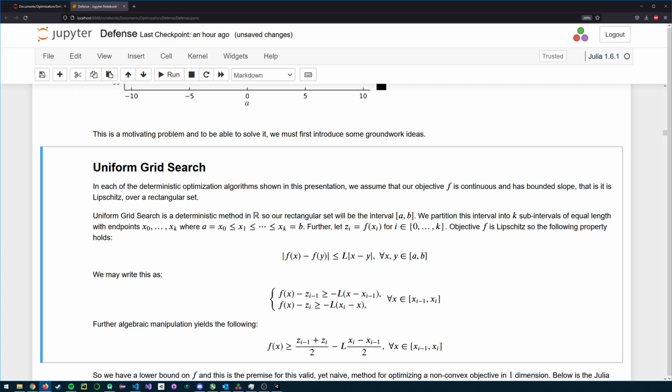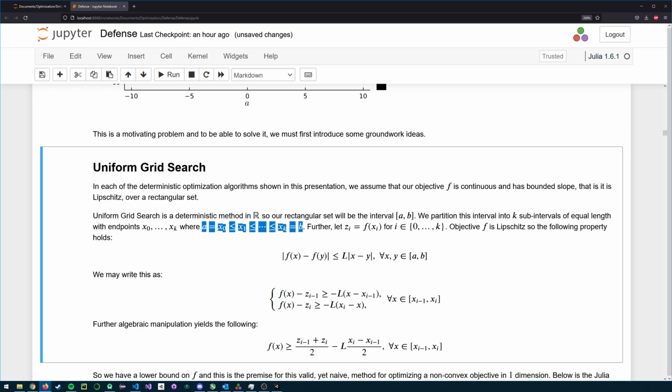Those are our box constraints. And you can see the definition of Lipschitz right here for one-dimensional objectives. So that just means we have bounded slope. So if we took f of x minus f of y, divided it by the difference of x minus y, that's less than or equal to some constant L, which is going to be the upper bound on our slope. And later the gradient when we deal with Rn objectives. So the premise of uniform grid search is fairly straightforward. We partition our interval that the function is over into k subintervals of equal length with endpoints x naught through xk.